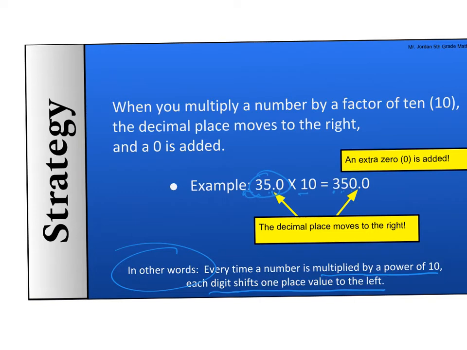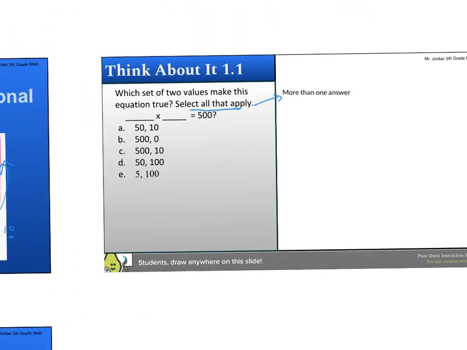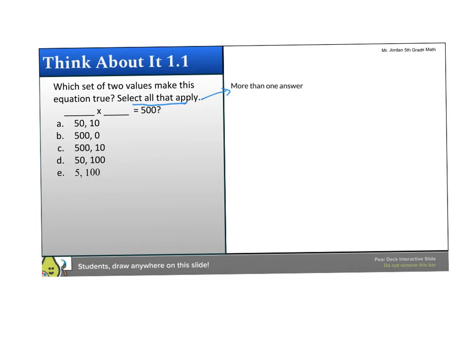So we're going from the 4th grade strategy to the 5th grade, understanding the numbers shift when you're multiplying by a power of 10. This is going to be helpful as we're using more exponents. Then, if I go back to the actual question, if I say 50 times 10, then the numbers are going to shift.